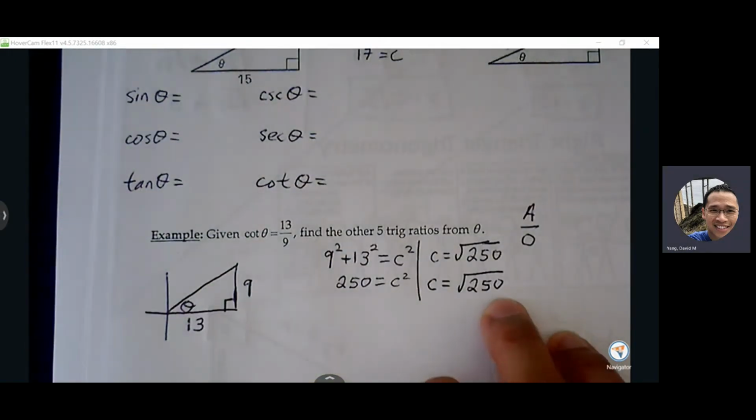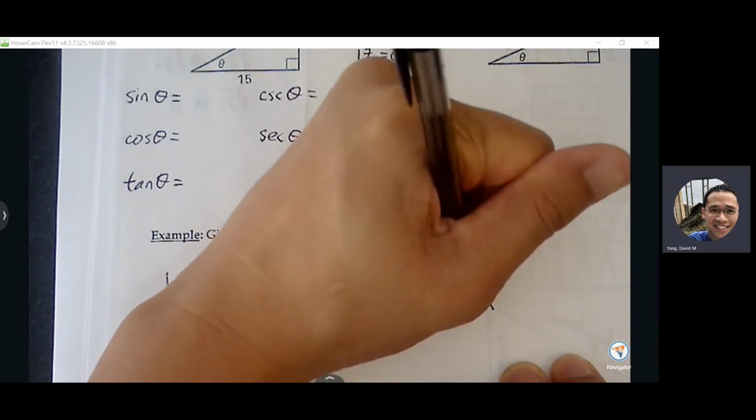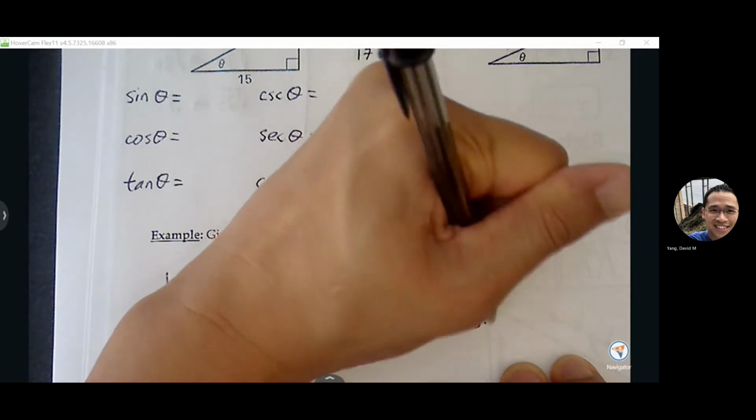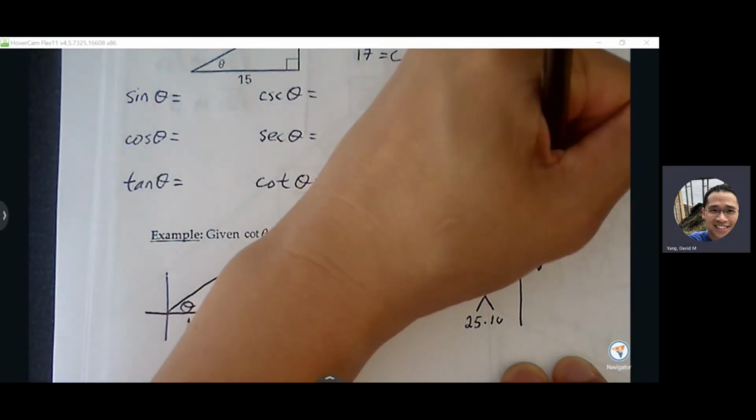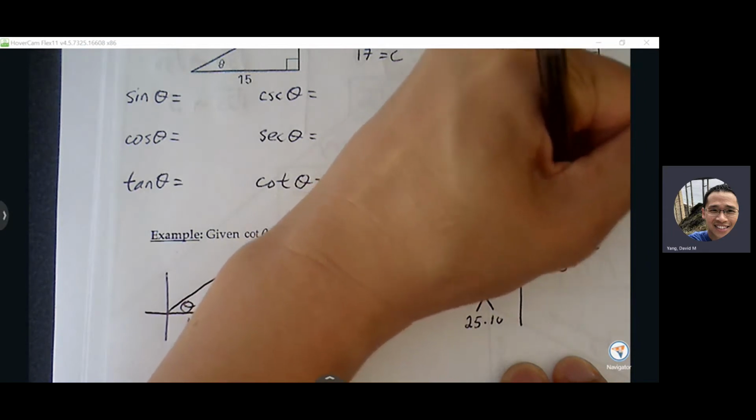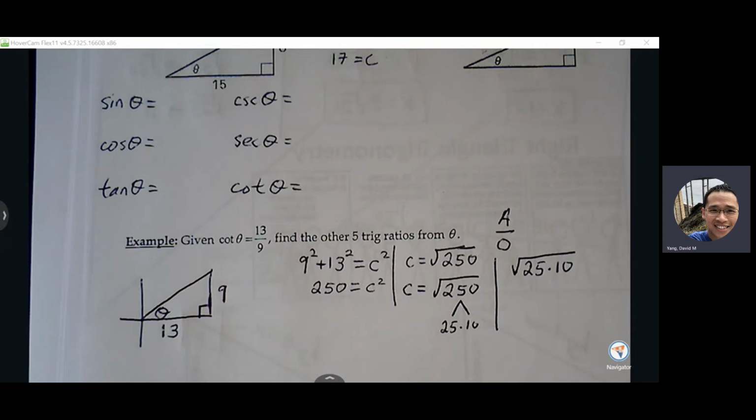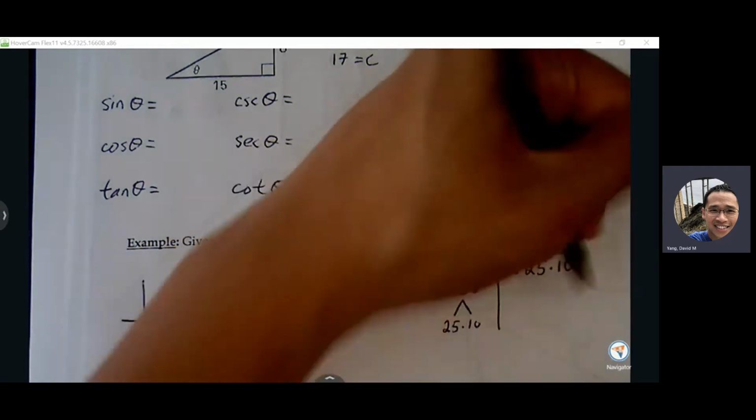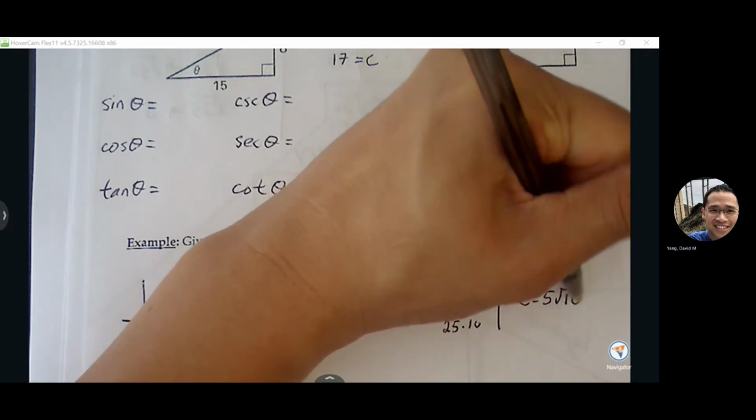So now root 250 can be broken down further. There's a perfect square hidden inside, and the perfect square is 25. If you imagine 250 as 25 times 10, I can pull that 25 out. What's root 25? 5. So 5 escapes out from under the radical, but the 10 stays. So c is 5 root 10.